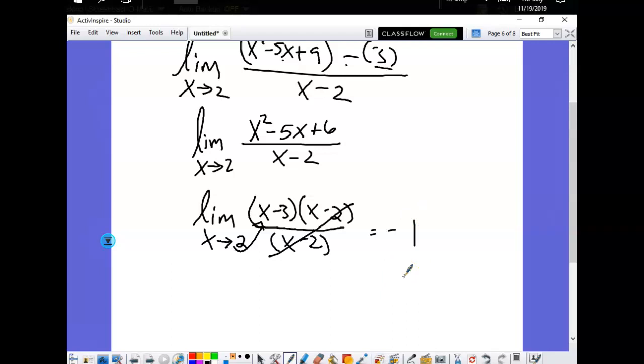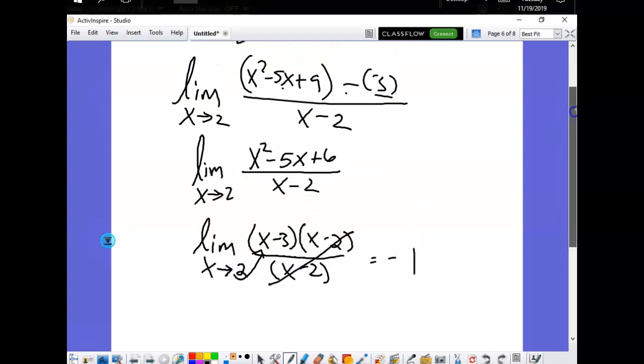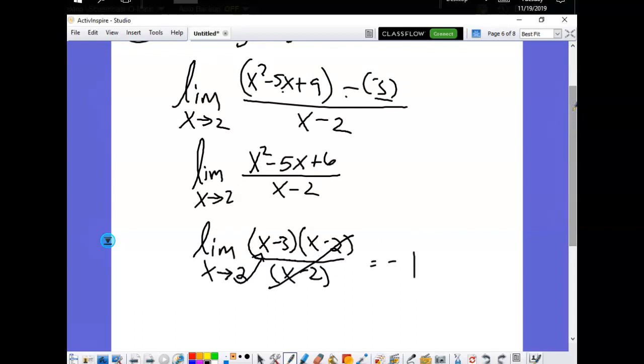Now I noticed that, I don't know about on your papers, but when I call on you guys, you're not saying, what do you get? And you guys are saying something like x squared minus 5x plus 6 over x minus 2. You're not saying this to me. Are you writing it? No, I am.